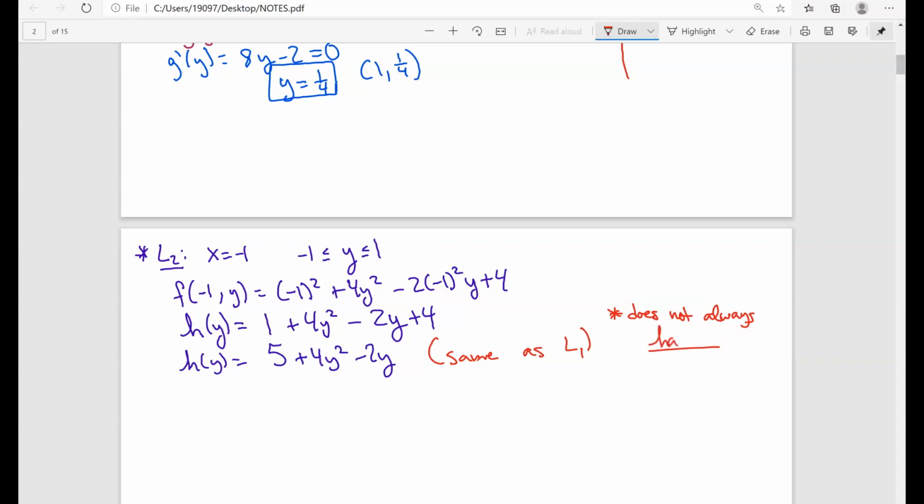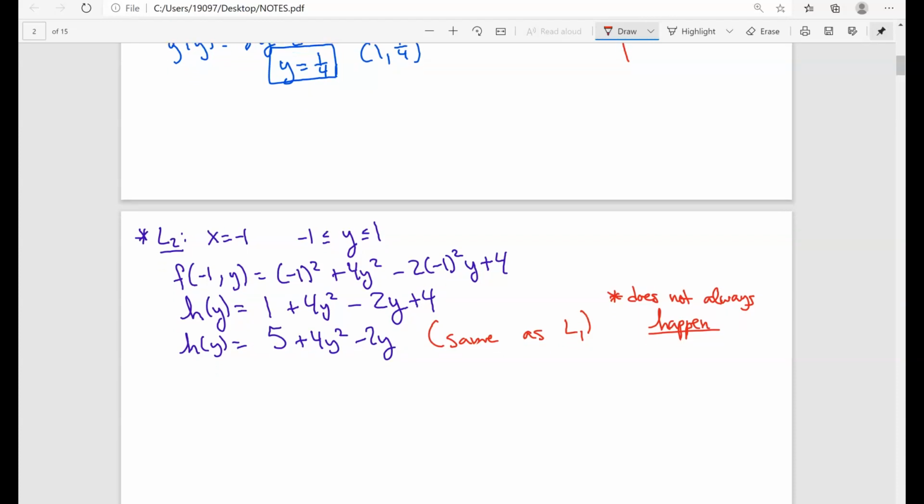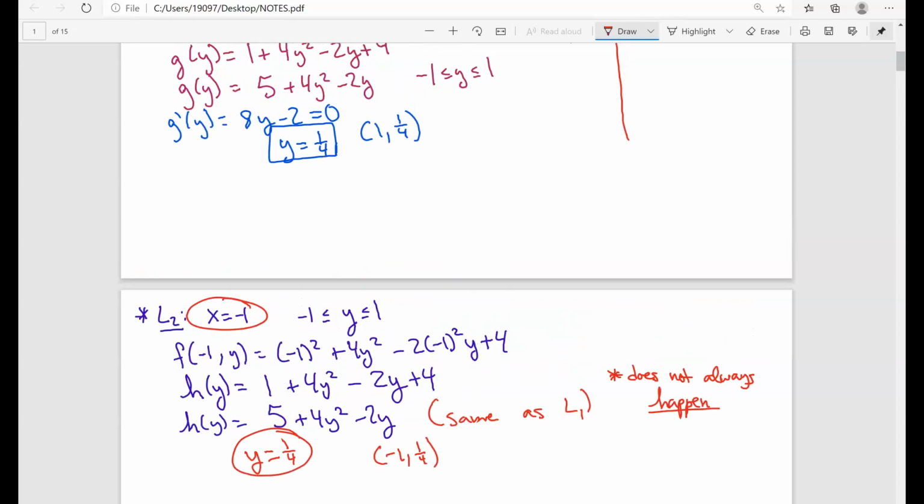One of the reasons why it did is because when you plug in x equals 1 and x equals -1, the x values happen to be in squared functions, which makes it the same. So we don't really get anything new. It's going to be exactly the same thing. When we set this equal to 0, we're still going to get y equals 1/4. The only thing that's different now is that your x value is -1. So -1 comma 1/4 is your new critical point. Okay, so this is a new one.